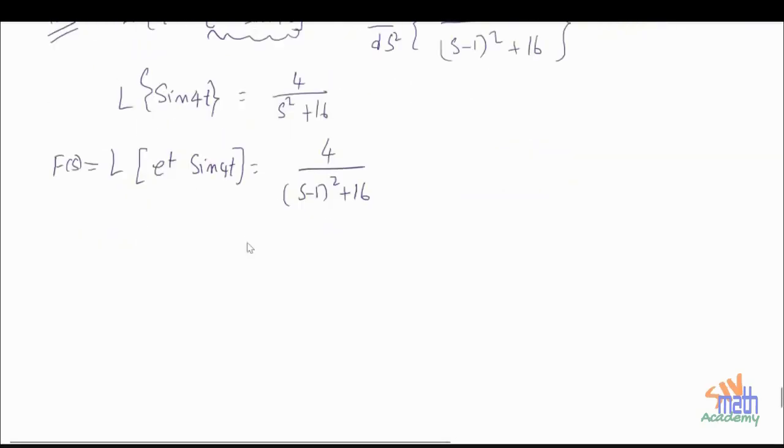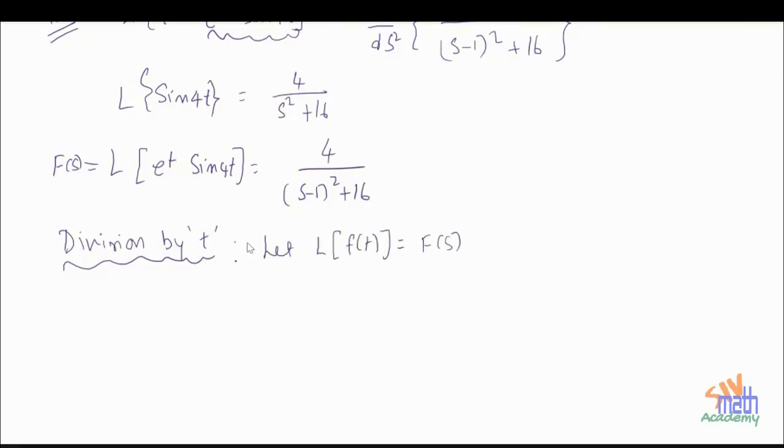So the last property I can say, it is division by t. That property itself says what you have to do. Let L of f of t is equal to f of s. Then what is L of f of t by t? So when I am multiplying by t, right hand side I was differentiating. When I am dividing by t, I should do what? I should integrate on the right hand side. So I have to do integration.